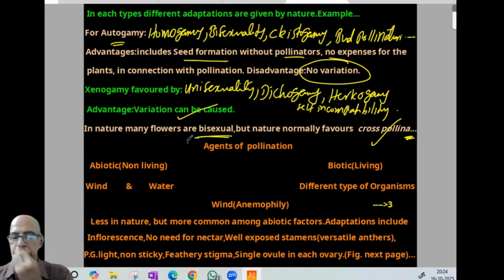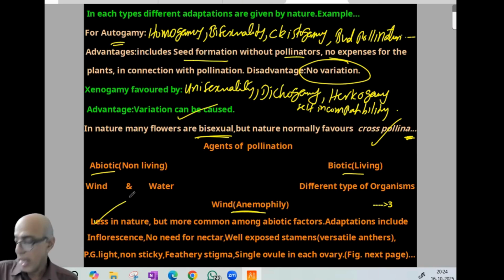Now, agents of pollination. Again, different classifications are there. The first one is based on living and non-living nature: abiotic, non-living agents, and biotic. Under non-living or abiotic agents, we have water and wind. First is wind. Wind pollination is called anemophily. It is comparatively less common in nature, but more common among abiotic agents.